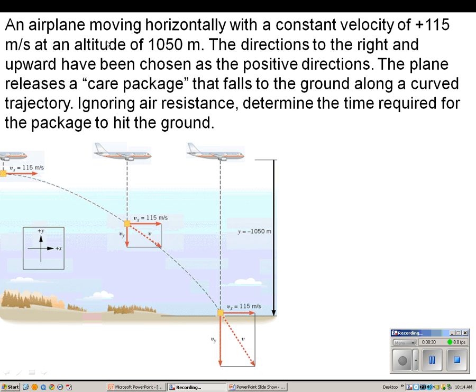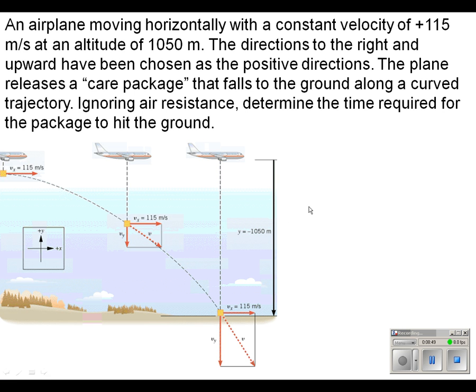So what this problem says is an airplane moving horizontally with a constant velocity of 115 meters per second and at an altitude of 1,050 meters. The directions to the right and upward have been chosen as the positive directions. The plane releases a care package that falls to the ground along a curved trajectory. Ignoring air resistance, determine the time required for the package to hit the ground.